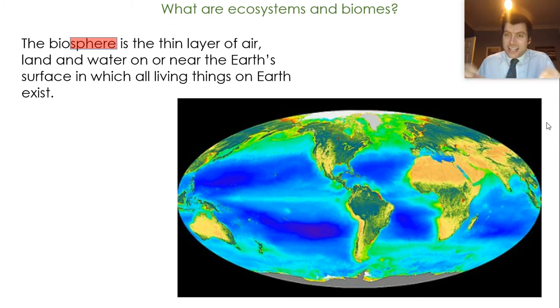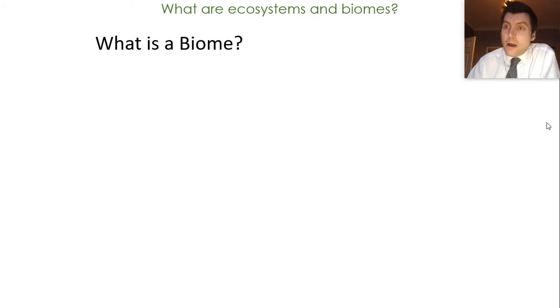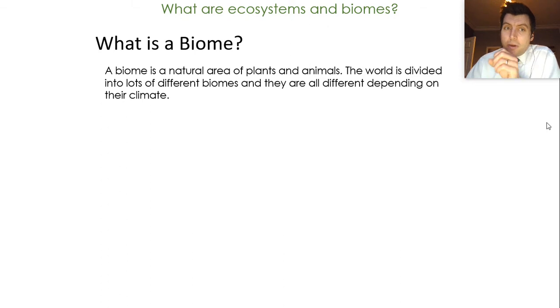The biosphere is almost this little sheen around the outside of it. The biosphere is the thin layer of air, surface, and water where everything lives on. Okay, everything on the outer side of the Earth is alive, is in the biosphere. Okay, now the biosphere is made up of the air, water, and land. And then the biome is the natural area of plants and animals.